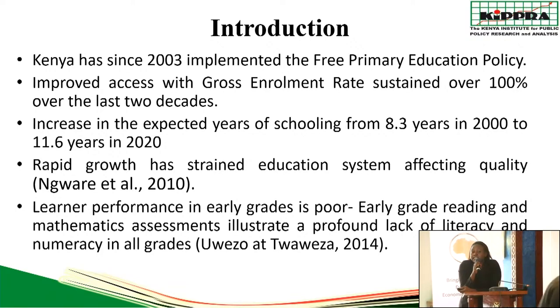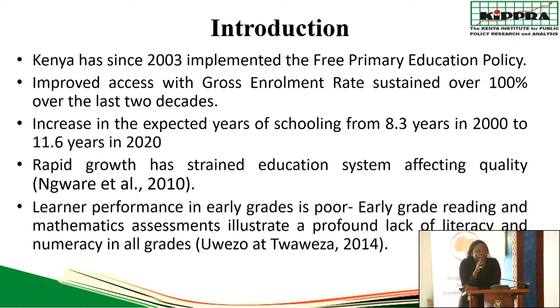Yeah. Kenya implemented the Universal Primary Education Policy in 2003. The objective of this policy was to ensure that all pupils, irrespective of their background, access basic education from standard 1 up to standard 8. And it was achieved because the gross enrollment rate increased from 88% in 2002 to 103% in 2003. And this has been a trend over the two decades since the UPE policy was implemented.